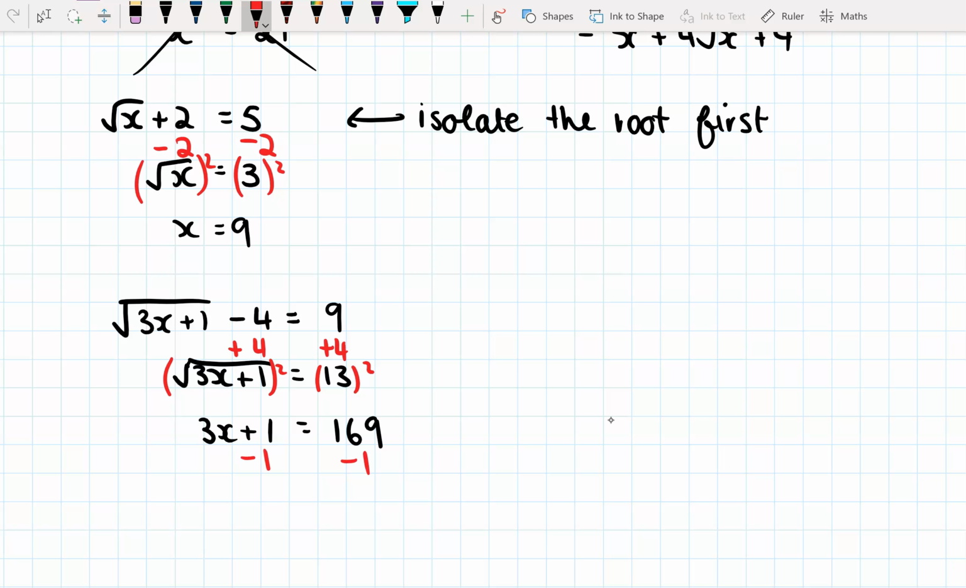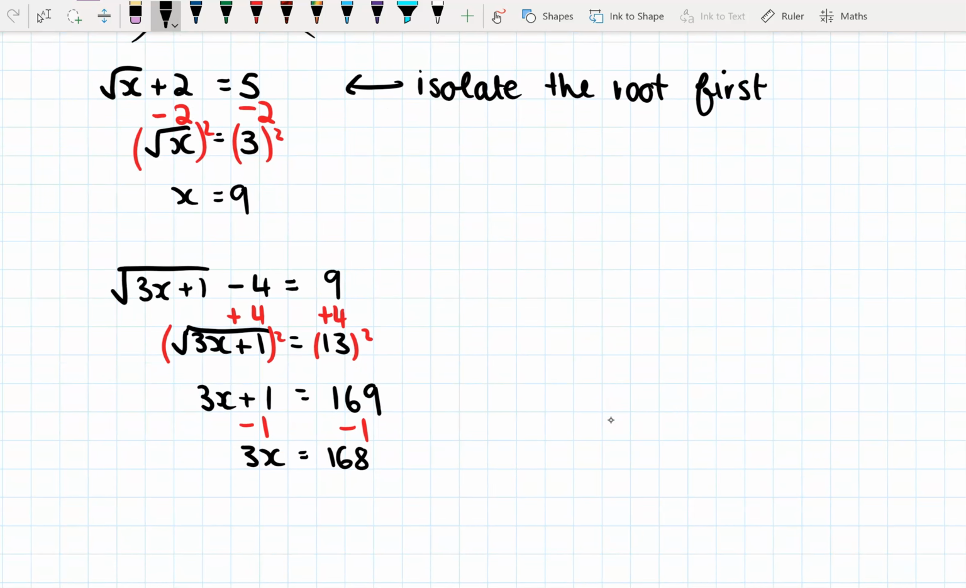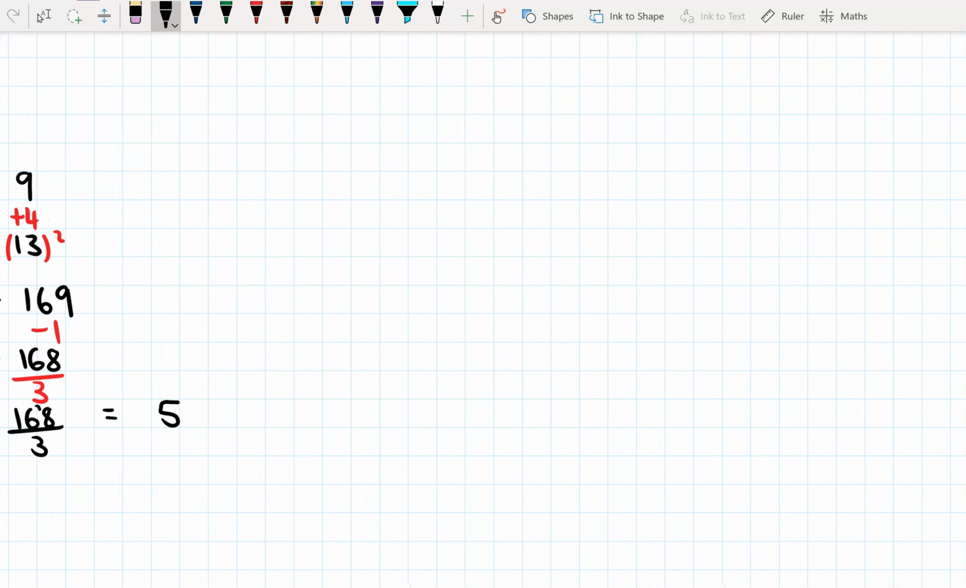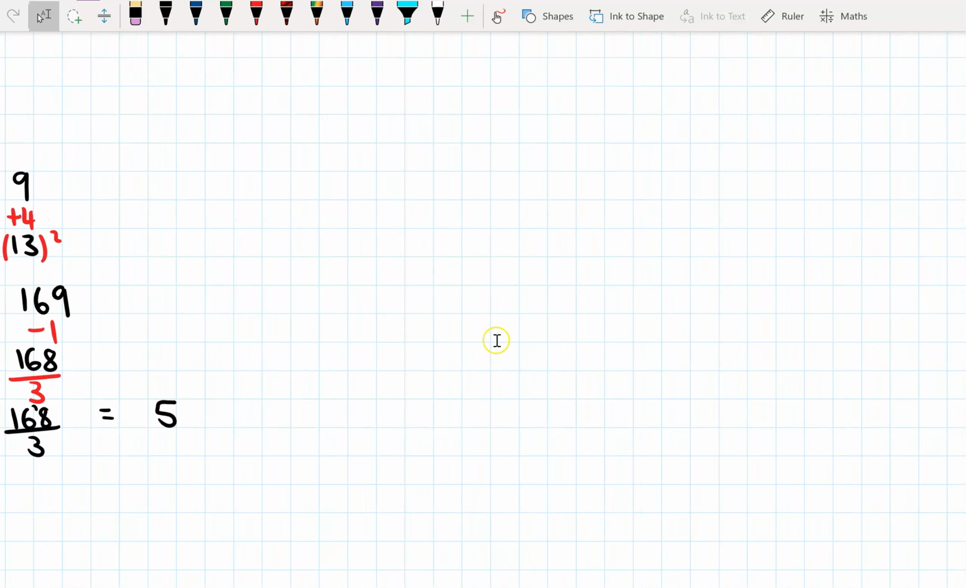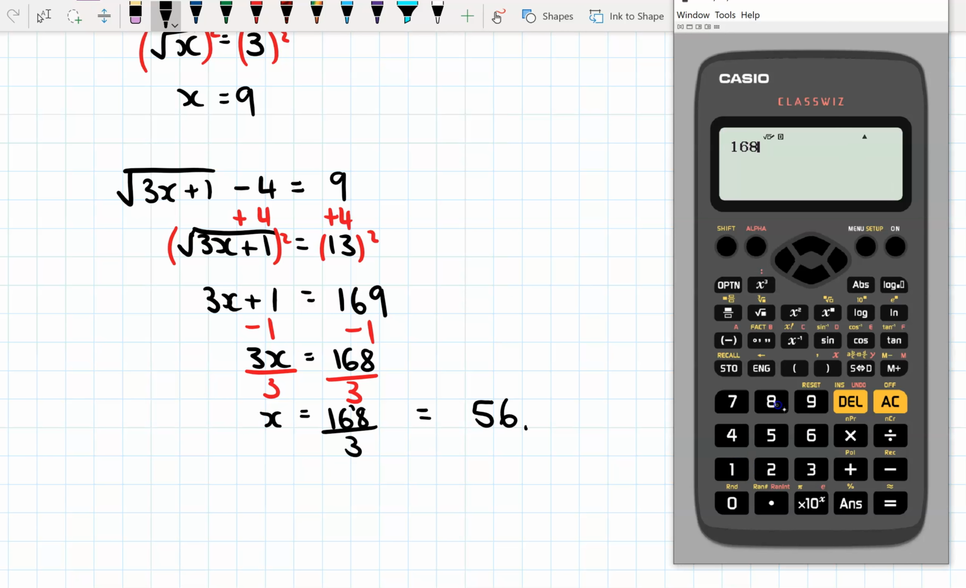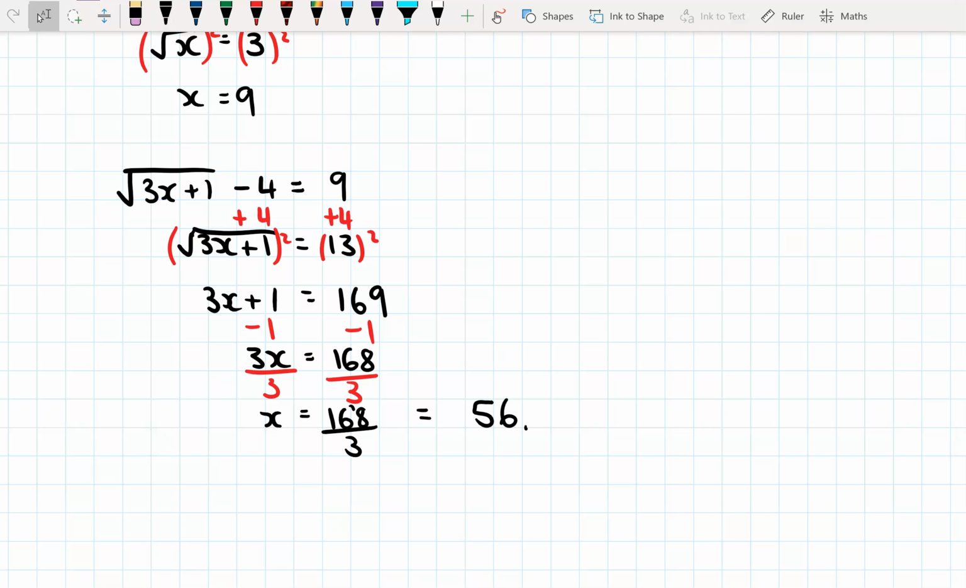We're going to minus 1. 3x is equal to 168. Then we can divide by 3. And we're going to get x is equal to 168 divided by 3. And that is equal to, 168 divided by 3 is, I believe, 56. Let's just double check that with a calculator. 168 divided by 3. Yeah, 56. So in this case we have x is equal to 56.